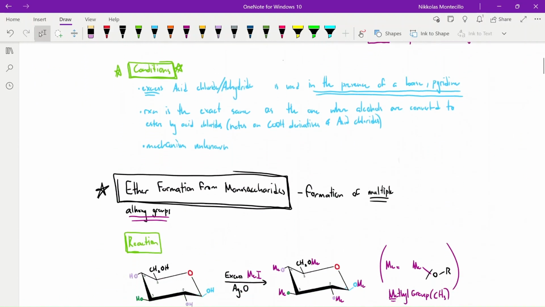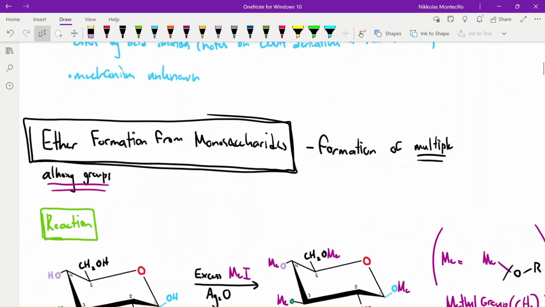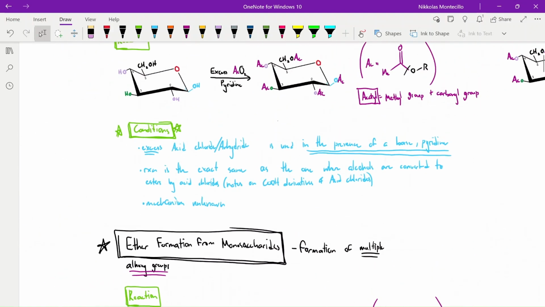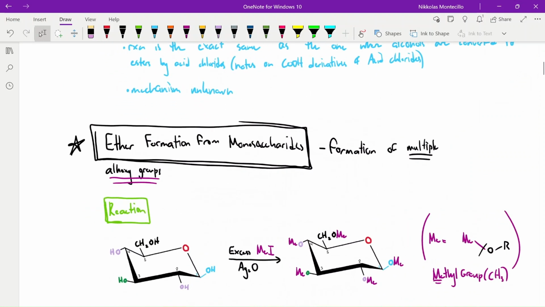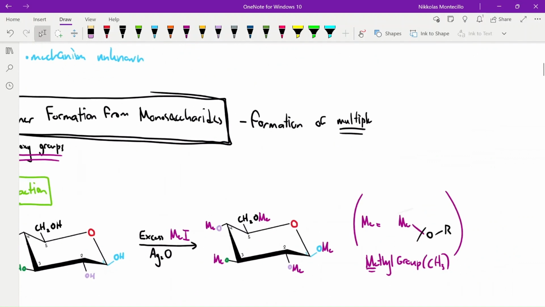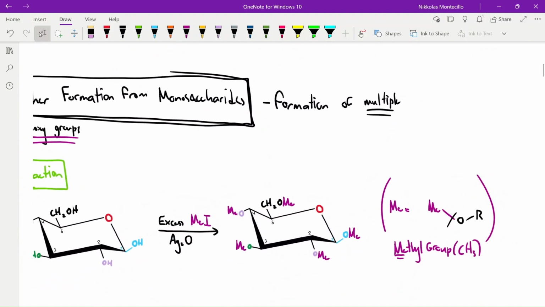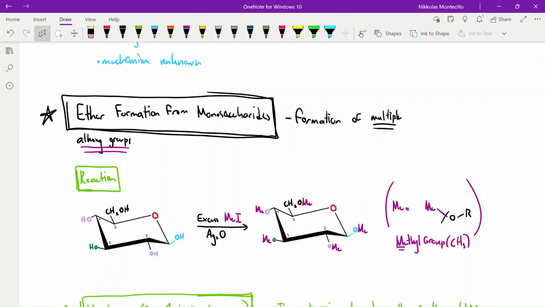Okay, ether formation from monosaccharides is where a carbohydrate reacts in the presence of a methyl halide, in this case methyl iodide, in the presence of Ag2O to form a polymethylated carbohydrate. Okay.